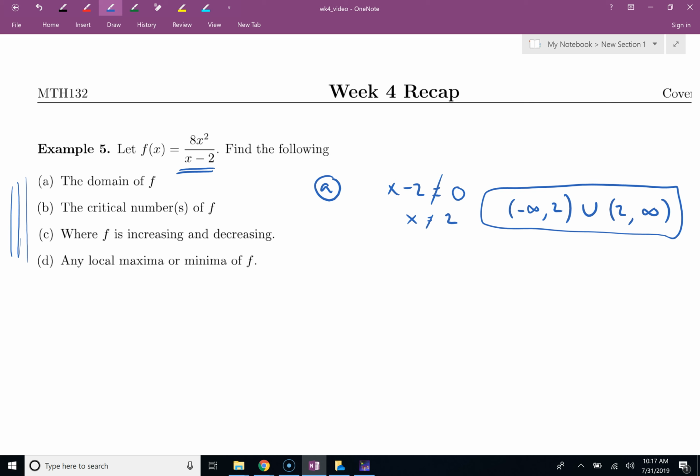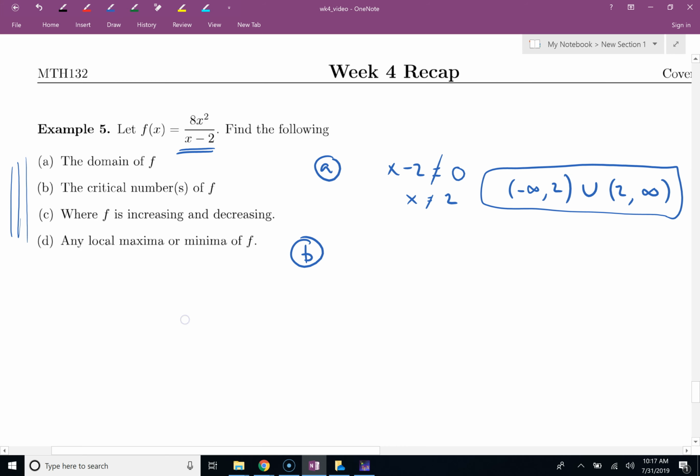All right, part B, critical numbers. Now we're moving into the calculus stuff. So the critical numbers, this is where the derivative is equal to 0 or is undefined. So let's go ahead and take the derivative.